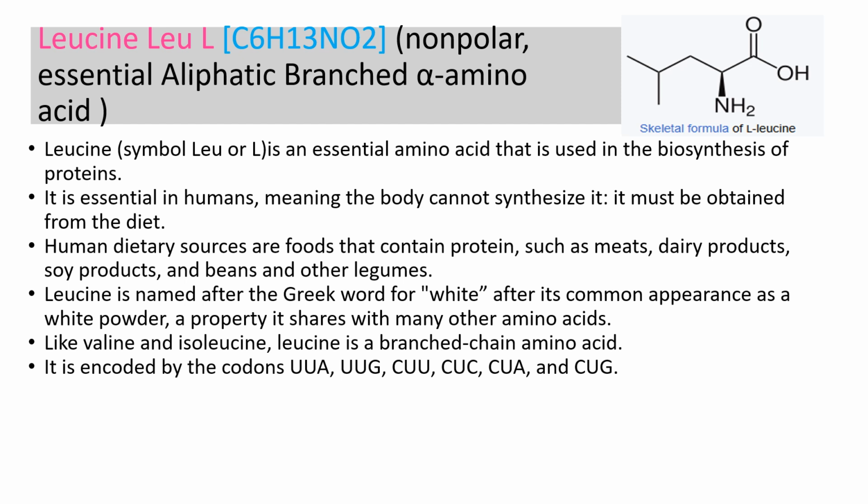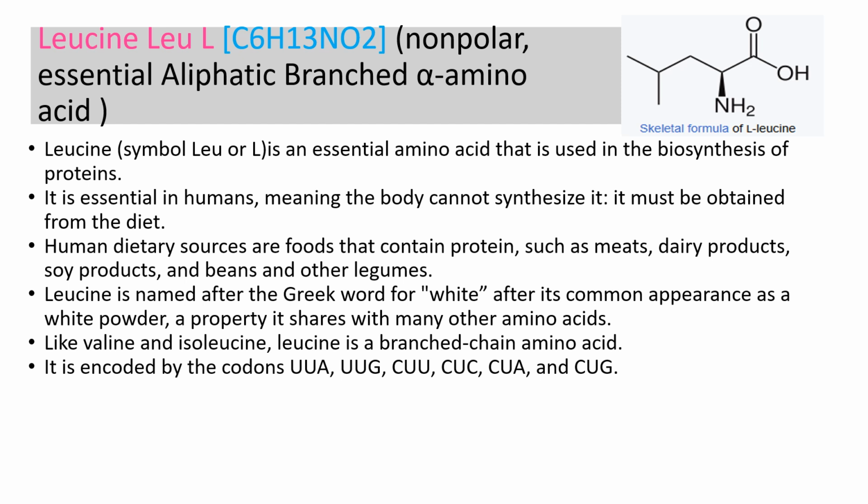Leucine: a non-polar essential aliphatic branched alpha amino acid. Leucine is an essential amino acid that is used in the biosynthesis of proteins. It is essential in humans, meaning the body cannot synthesize it. It must be obtained from the diet, right? So we have to consume something to receive it. Human dietary sources are foods that contain proteins such as meat, dairy products, soy products, beans, and other legumes. Leucine is named after the Greek word for white, after its common appearance as a white powder, a property it shares with many other amino acids. Most of the amino acids are white powder like.